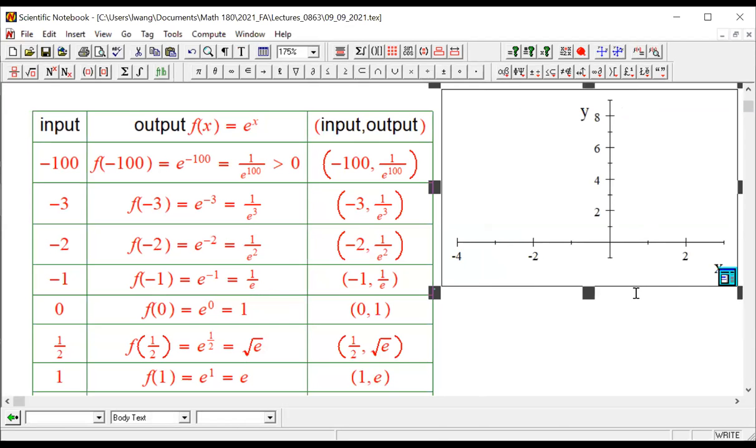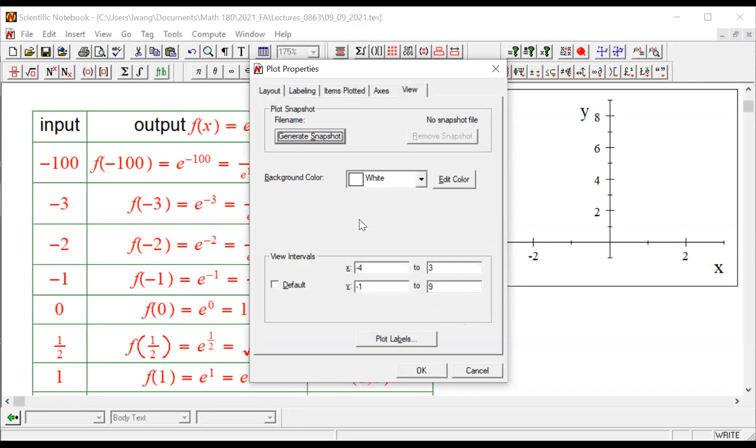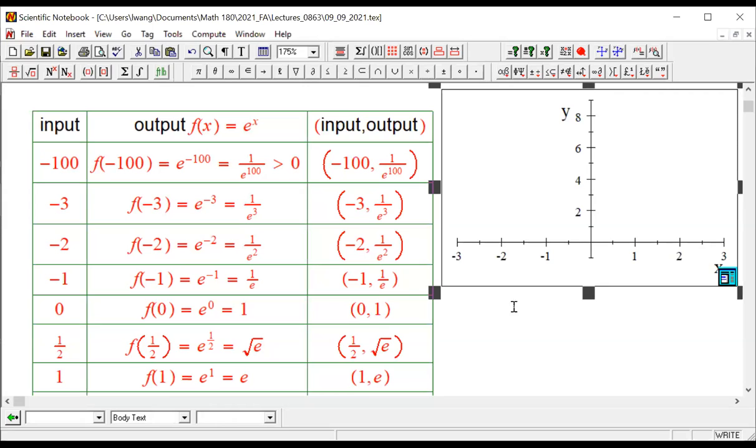Okay, so I've set up the rectangular coordinate system. I need to make some more adjustments. There. Okay, so we're going to plot 1 point at a time. I'm going to start with this guy. Then you say, hey, how am I going to do 1 over e to the power 3? Okay, that's a good question.